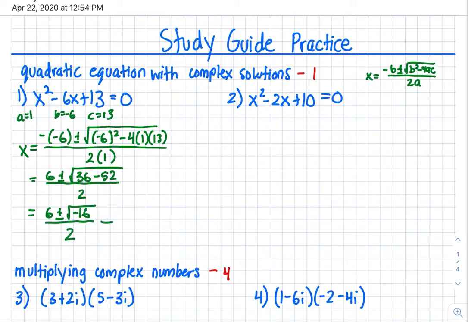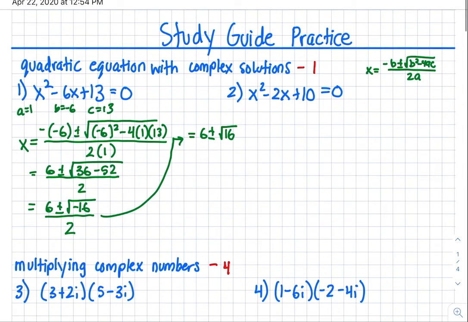So what you guys want to do is take the square root of that -16. Now, there's a negative sign on the inside, right? So 6 plus or minus the square root of, you take out the negative sign and you put it on the outside, and now it's an i. And then 6 plus or minus the square root of 16 is 4i all over 2. 6 divided by 2 is 3. 4 divided by 2 is 2. And there is your answer.